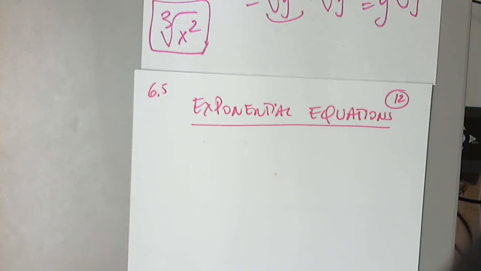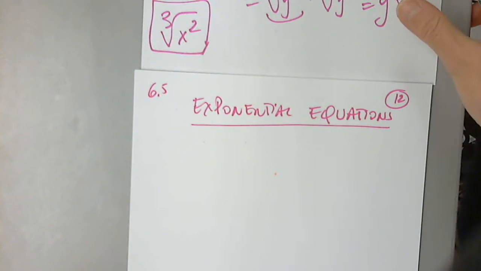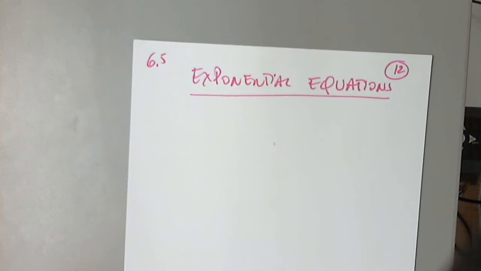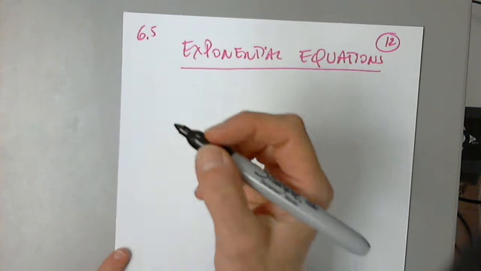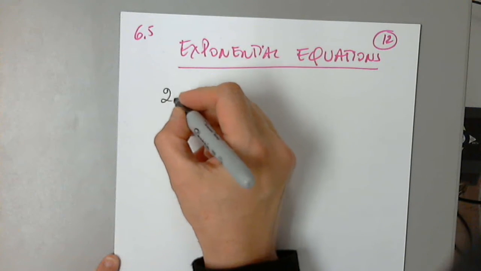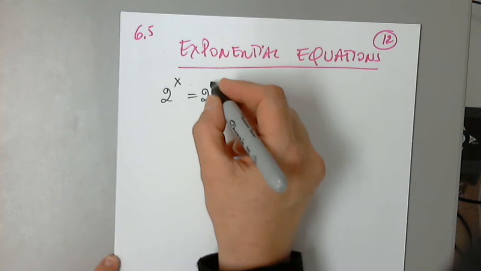I'm going to make up a few equations because I want to build the level of difficulty, and then we can choose anything you want from problems we have available. Okay, so here's the first equation. 2 to the x equals 2 to the third.